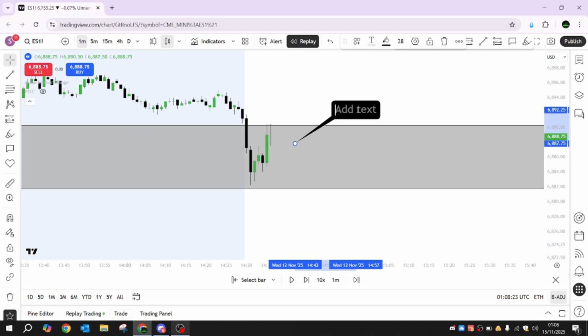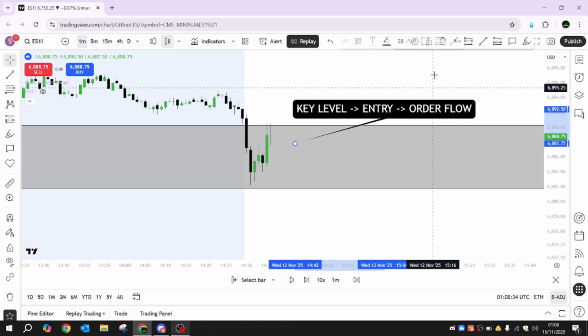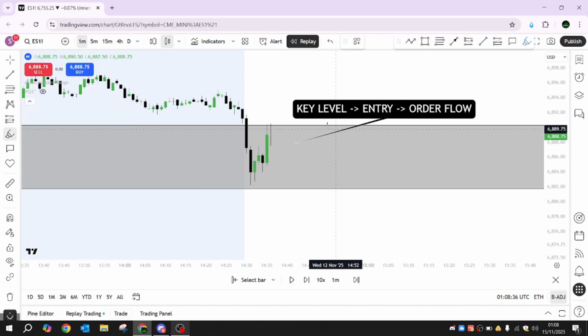So the way that I look at the markets now, I want to have a key level. I then wait for an entry in the key level, and then I use order flow to confirm my level, right? So whether it's going to go up or down, you need to have step 3, so order flow. So we've ticked a key level, right?